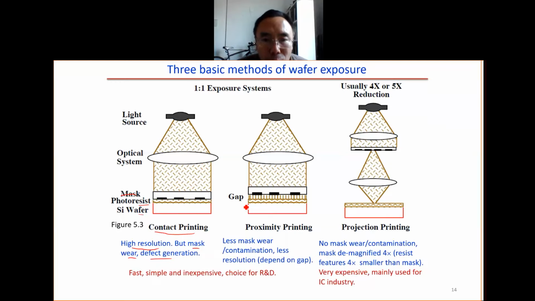To solve this problem, we can have a gap. Here is the gap. This is called proximity printing. Then there is less mask wear, but the resolution will be worse.